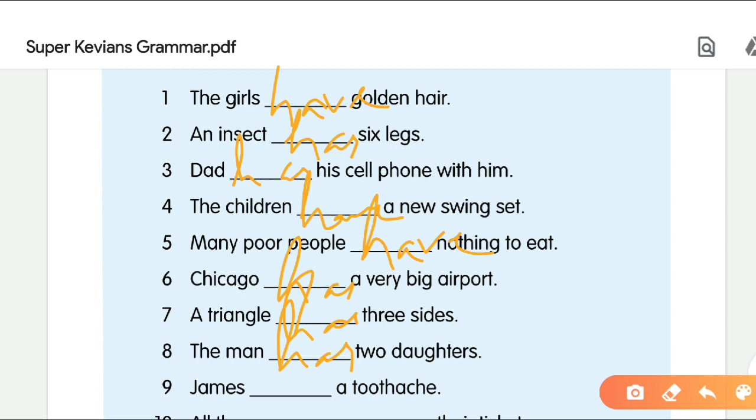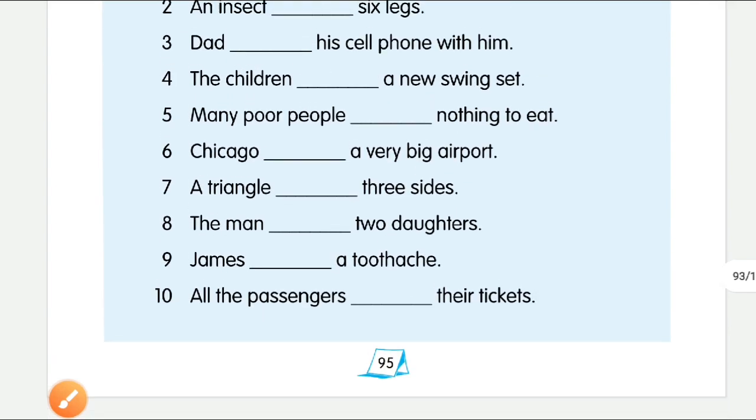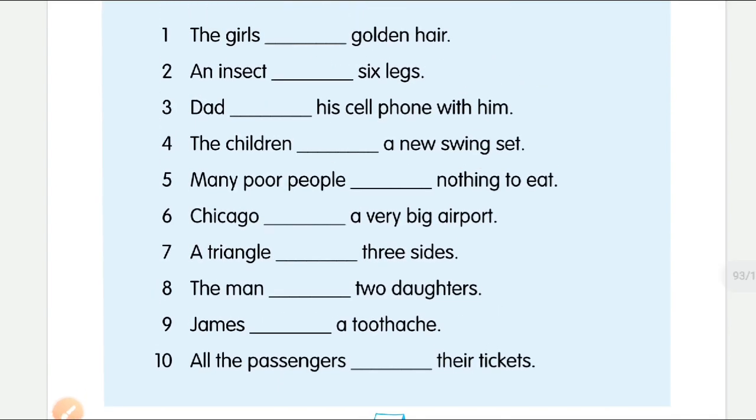Means after any single person or after any name we will use has, and after many people or a plural number of subjects you will use have. So now I am moving to the next part.